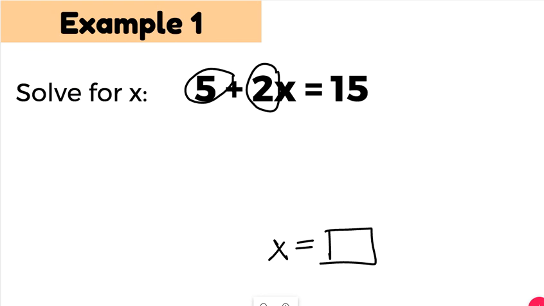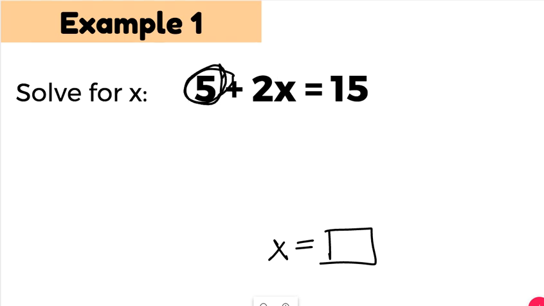Undoing addition is the easiest thing to do first. There is a way to undo that multiplication, but nobody on the planet wants to do that right now. It will overcomplicate the entire situation. So undoing the addition is the easiest, most efficient way to start solving this equation. Okay, so we want to handle that first. So this 5 right here is what we're going to get rid of first.